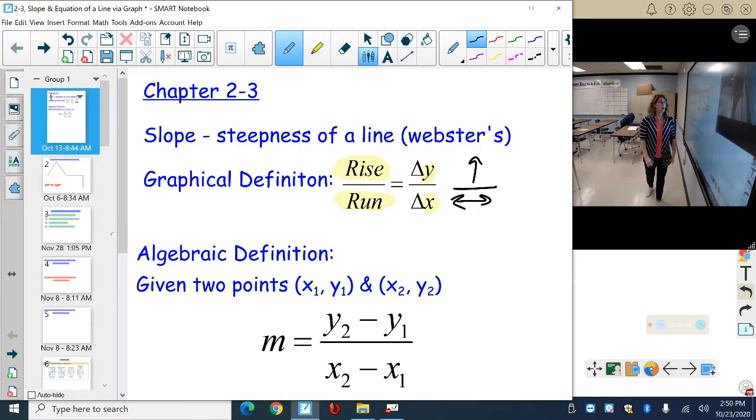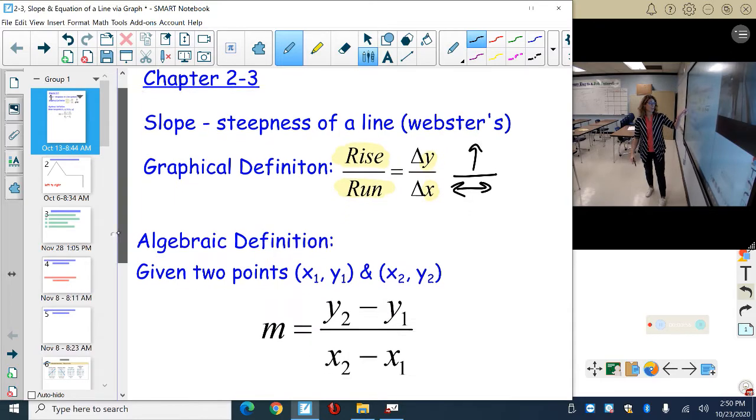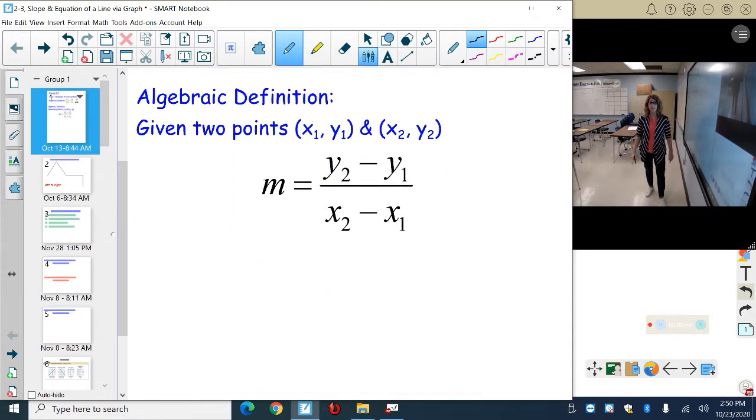Okay? So, the algebraic definition is, given 2 points (x1, y1) and (x2, y2), the ones indicate that you're talking about point 1, and the twos indicate that you're talking about point 2. Slope is going to be your y values, y2 minus y1, over x2 minus x1. It doesn't matter which one is point 1 or which one is point 2. What matters is that you 100% have the twos over the twos and the ones over the ones, and the y's are on top.